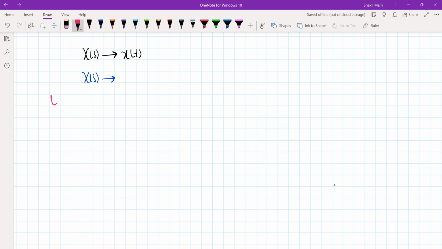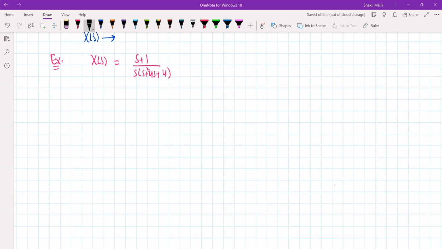To illustrate this, we'll take an example. Let's suppose x of s is equal to s plus 1 divided by s into (s square plus 4s plus 4). This is an example, and our goal is to find the inverse Laplace transform. We have a quadratic term here, so how do we write the partial fraction of this? We'll first find the factors of this.